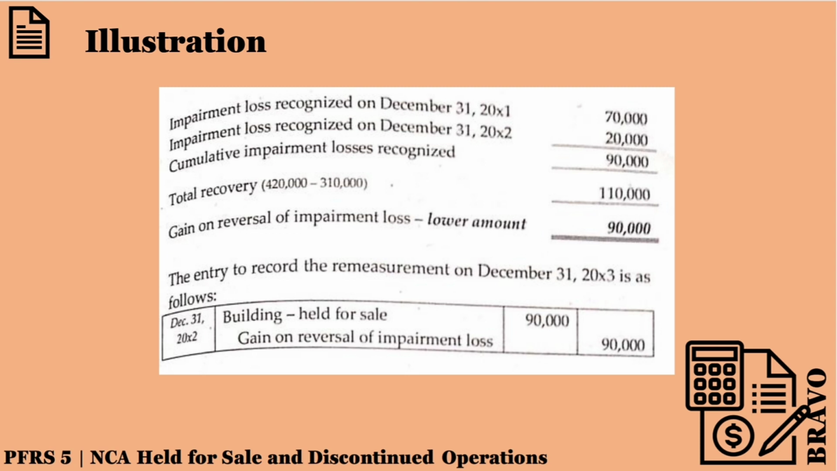Ngayon na meron na tayong ipagko-compare that whichever is lower, ang ire-record natin na gain on reversal of impairment loss on the measurement sa journal entry ay 90,000. So, building held for sale, 90,000, and then credit gain on reversal of impairment loss, 90,000.